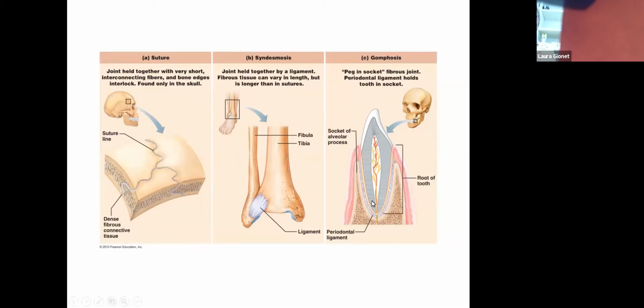We have the tooth sockets, what's called a gomphosis. We have a periodontal ligament that keeps that tooth attached to the bone. So it's another bone-to-bone kind of situation. Those are the biggies. I'll tell you that, especially in the labs here at Gibbs.